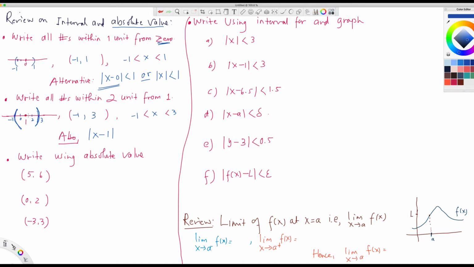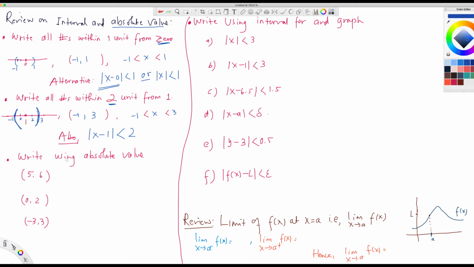Because if you go 2 units right, you will reach 3. If you go 2 units left, you will reach -1, right? So that is within 2 units. That 2 units goes here: the absolute value of x minus the center, and then less than how far it can be, the maximum distance, which is 2. That's what you write. Okay, so let us do these.